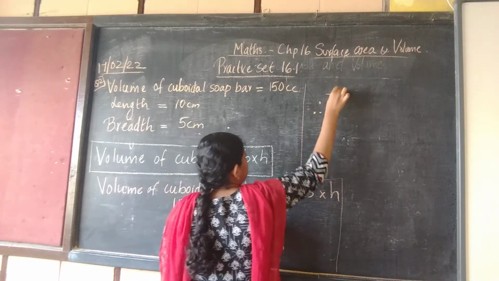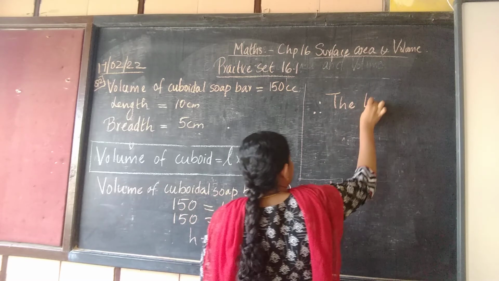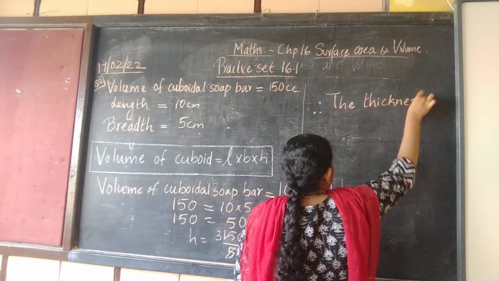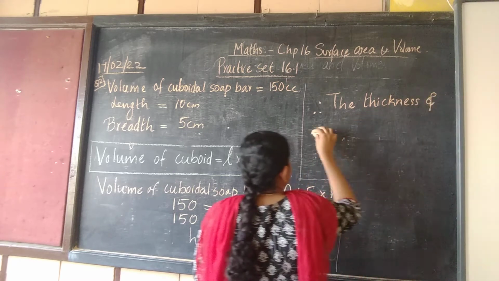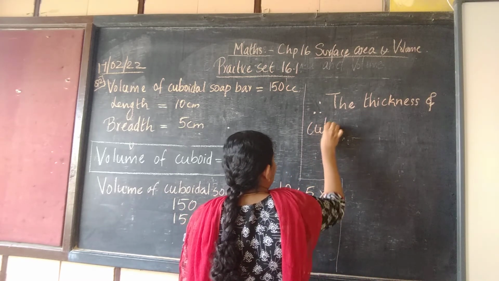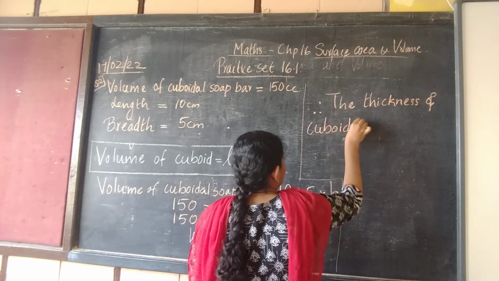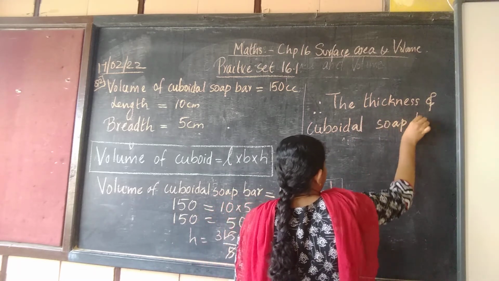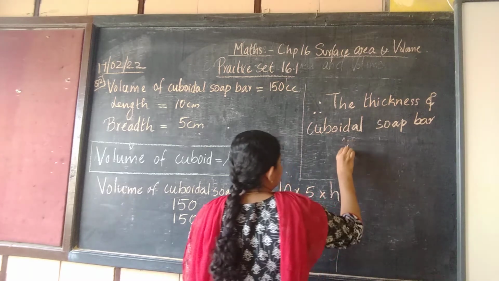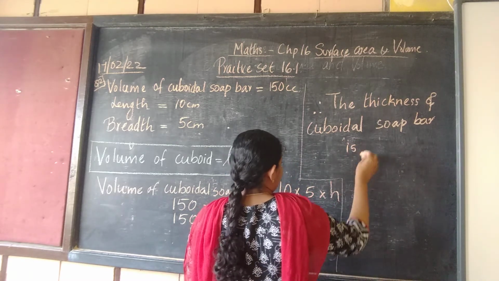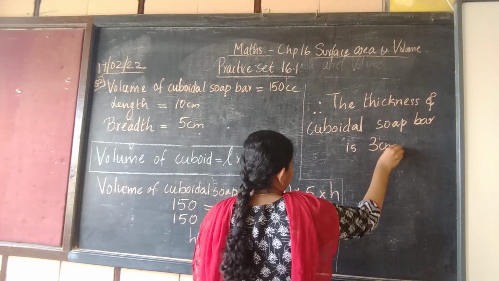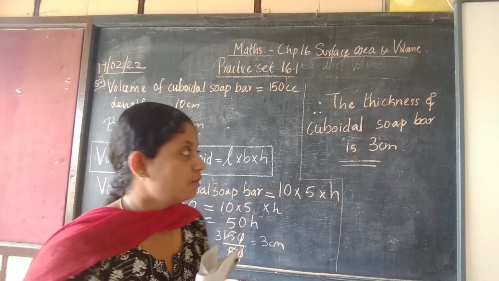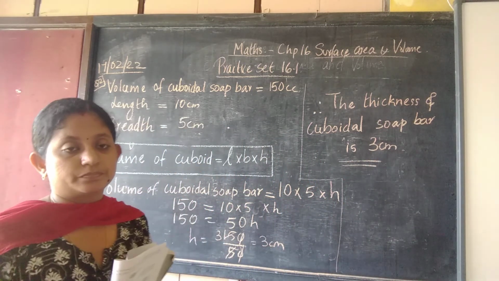Therefore the thickness of the cuboidal soap bar is 3 centimeter. Okay. So this is your final answer.